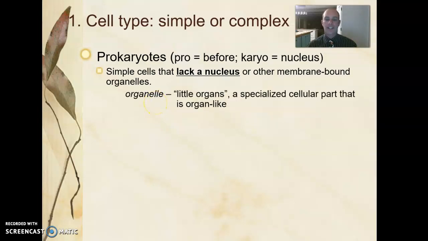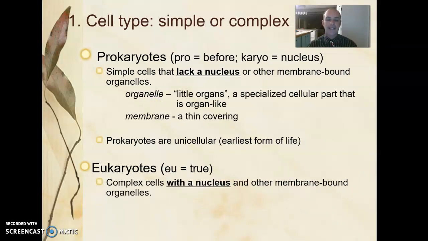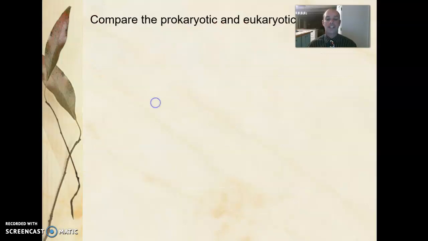Organelles are the little organs that are inside the cell, like your mitochondria. We'll talk about those a little bit later on. Membrane is a thin covering. Prokaryotes are unicellular, mostly. Earliest form of life. The opposite of a prokaryote is a eukaryote. You are a eukaryote. Complex cells with a nucleus and other membrane-bound organelles. Eukaryotes are unicellular or multicellular.